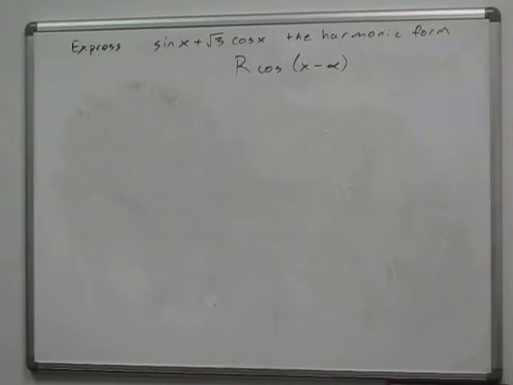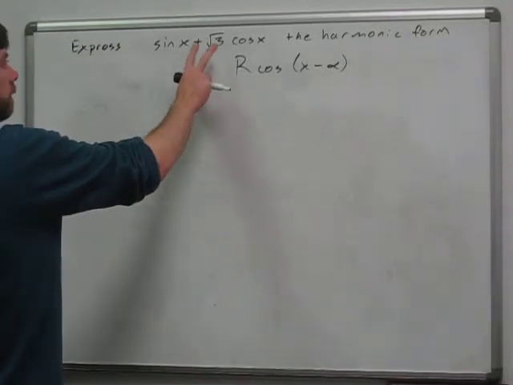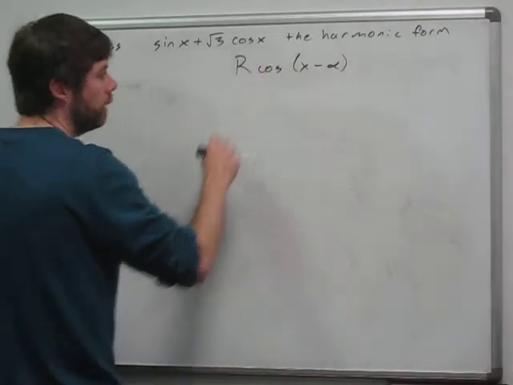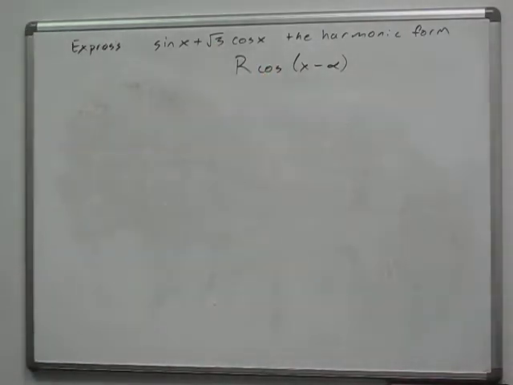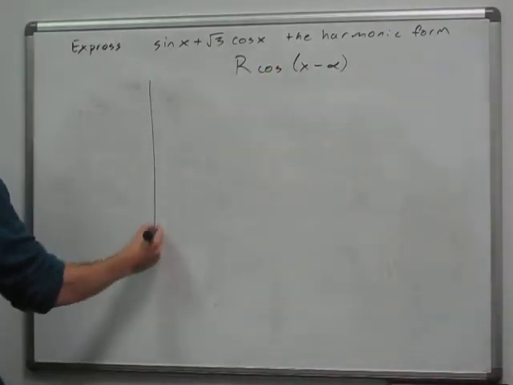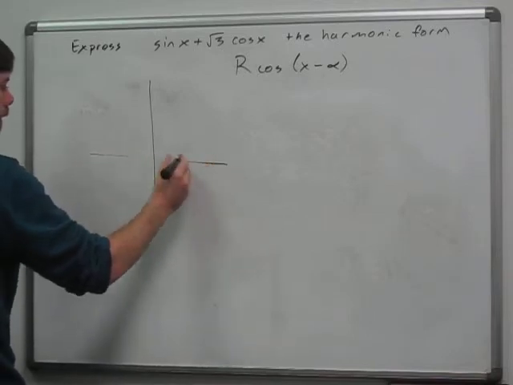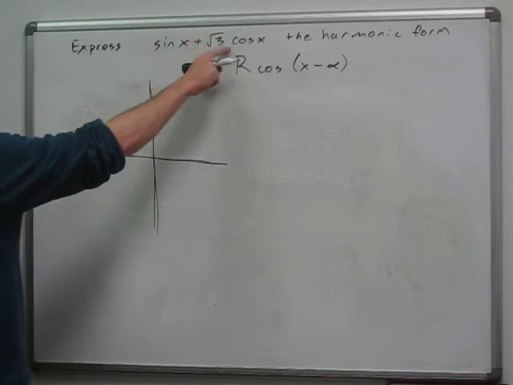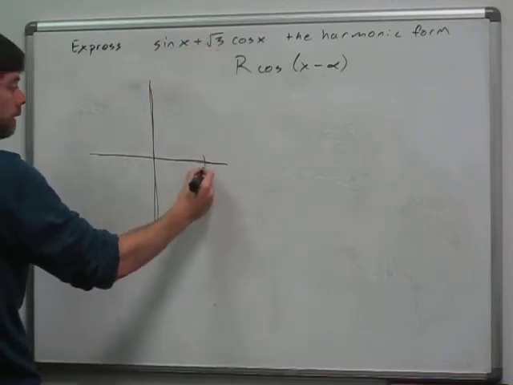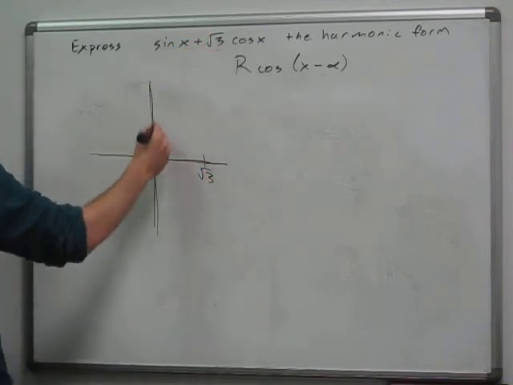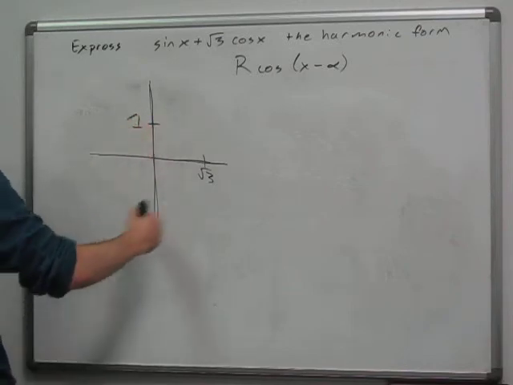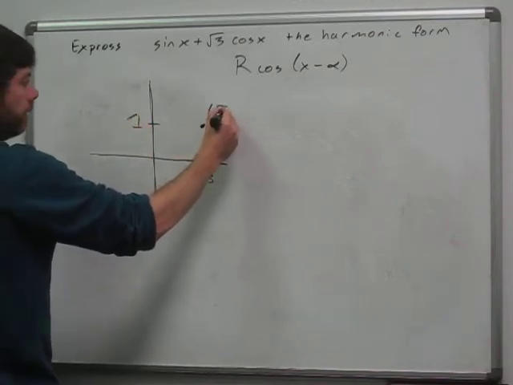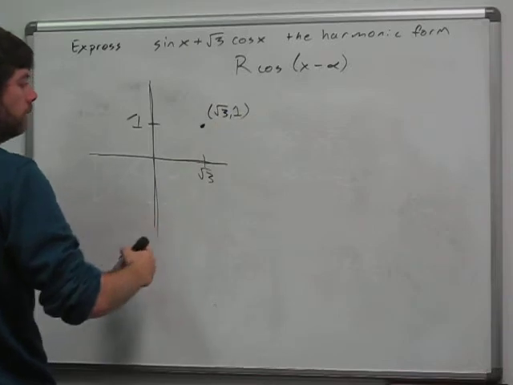In this problem we want to express sine x plus radical 3 cosine x in the harmonic form using cosine. So let's tackle this just using a picture. And so here is the coordinate plane. Coefficient on cosine x is radical 3. Coefficient on the sine of x is 1. This gives us the point radical 3, 1.